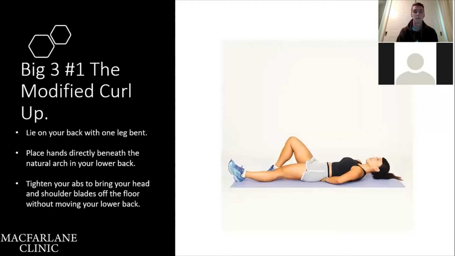The next set of exercises are termed the Big Three. And these have been termed the Big Three by Stuart McGill, not the ex-Australian leg spinner, if you follow your cricket, but he's a Canadian biomechanist who studied the spine a lot, and he suggested that these three exercises are great for increasing strength around your spine, but also for when performing them, they don't have that much stress placed on the spine. So if you've got an injury or a pain in the area, it won't aggravate that too much. The first one of these three exercises is the modified curl up.